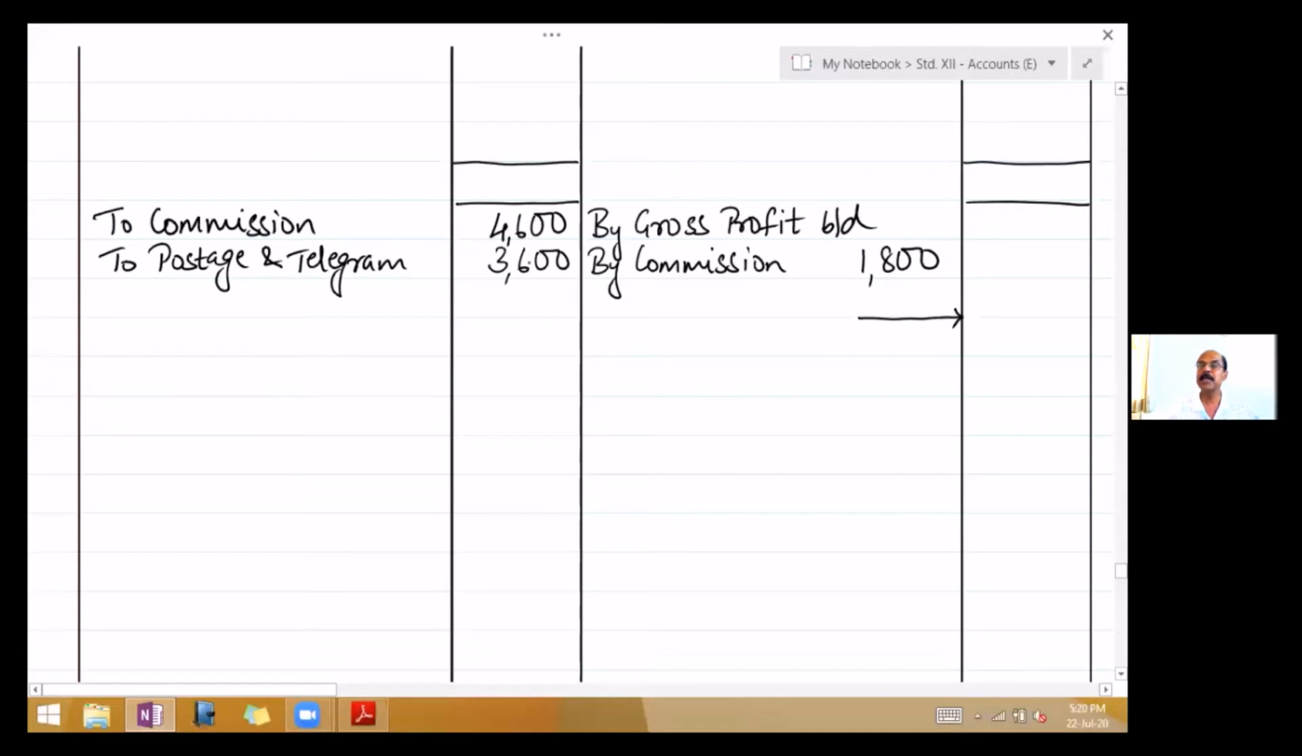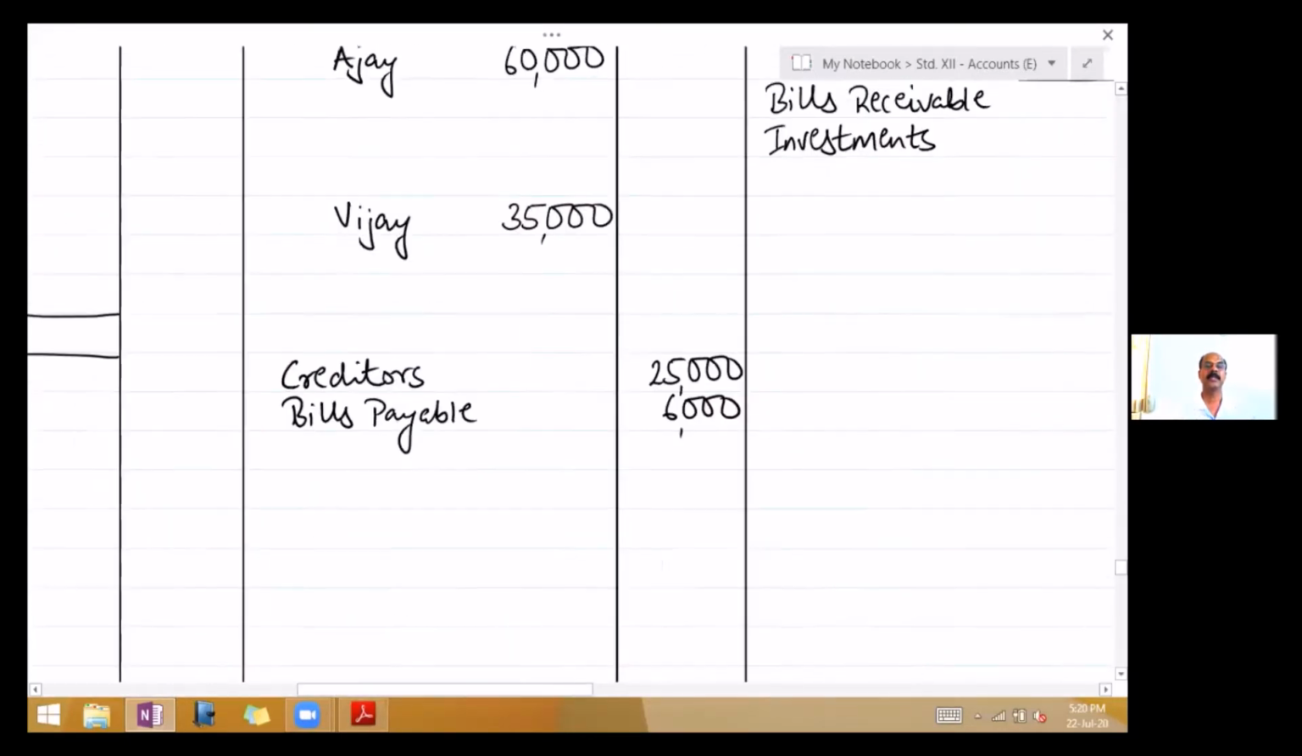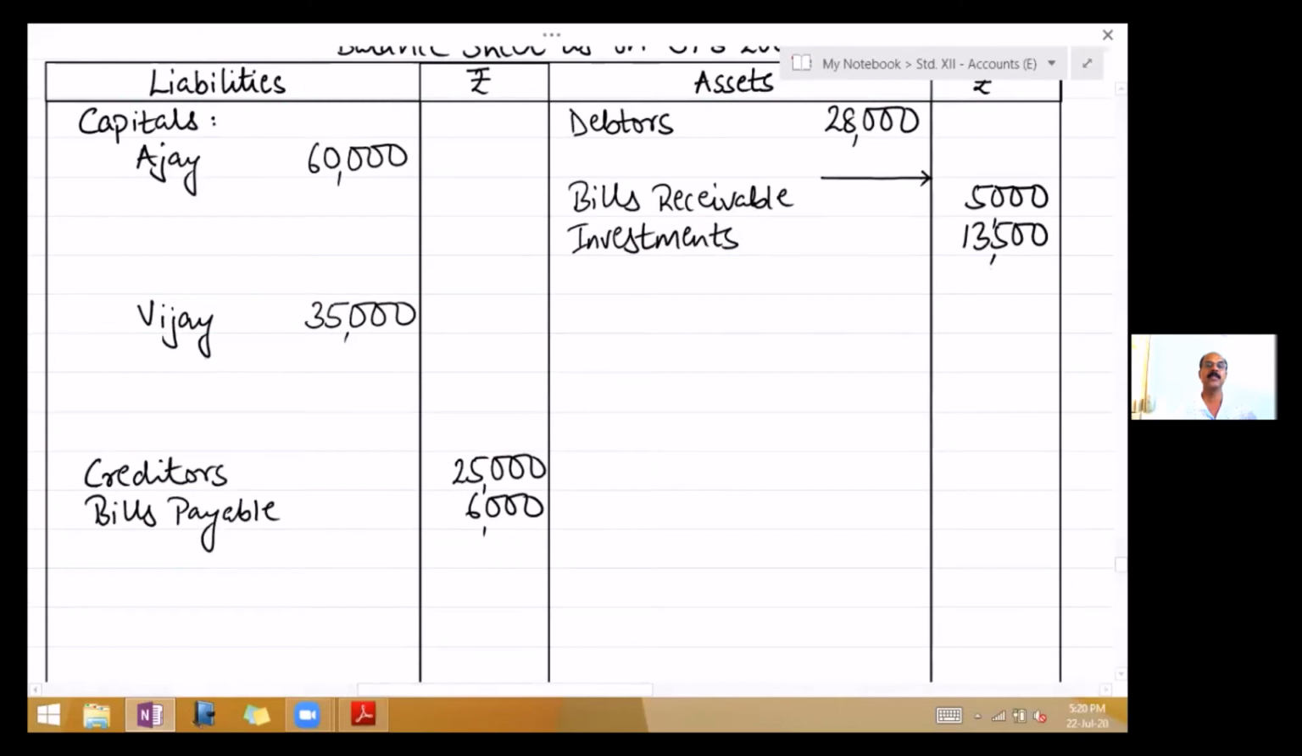Next, insurance 1,200. Again, P&L debit to insurance. This has an adjustment. So write in the inner column 1,200. Plant and machinery. Go to the asset side of the balance sheet. Plant and machinery 40,700. It has 2 adjustments. So leave 3 lines. 40,700 in the inner column. And see that you leave 3 lines.